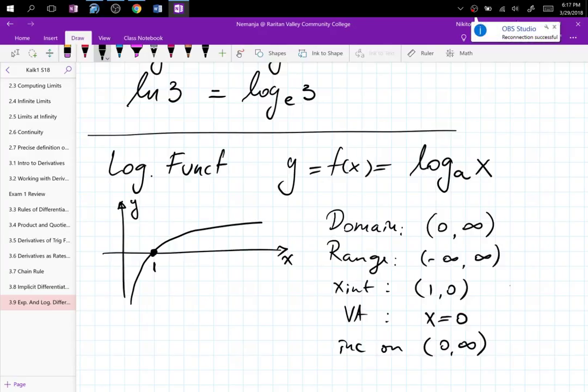You want my lenses? No? Okay. Can't see anything. Okay.